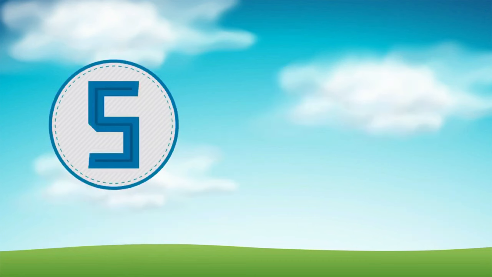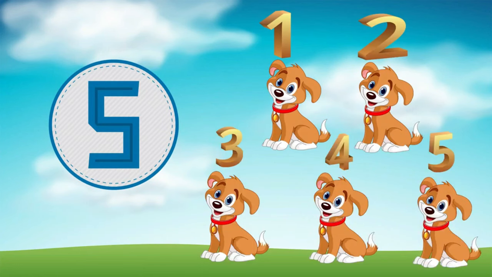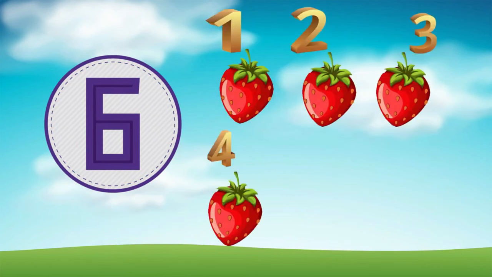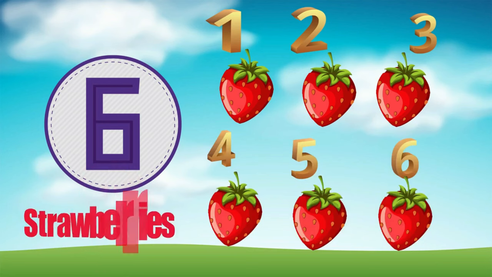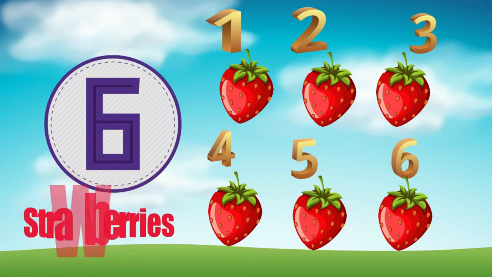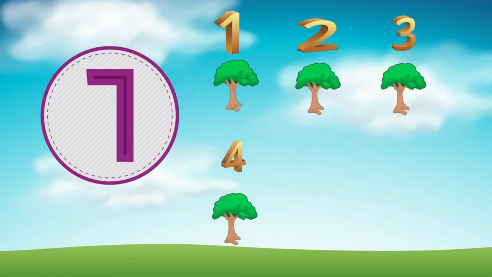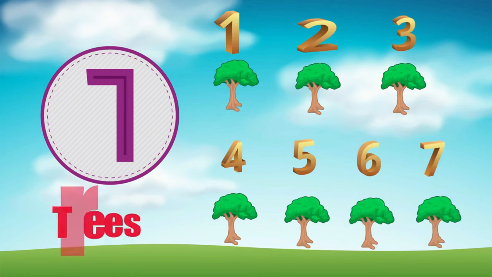5. 1, 2, 3, 4, 5. 5 dogs. 6. 1, 2, 3, 4, 5, 6. 6 strawberries. 7. 1, 2, 3, 4, 5, 6, 7. 7 trees.